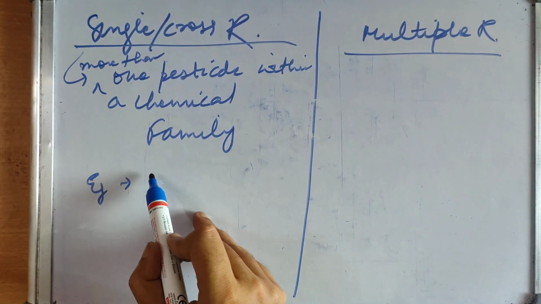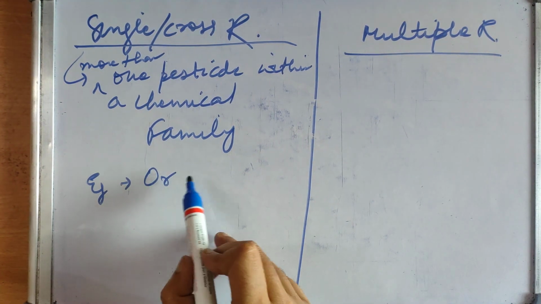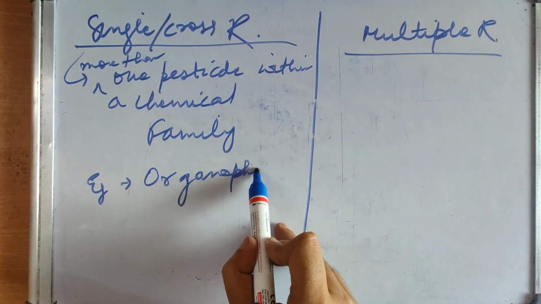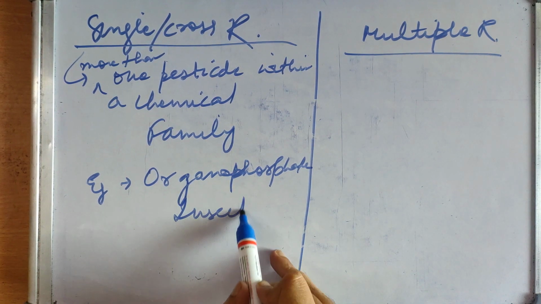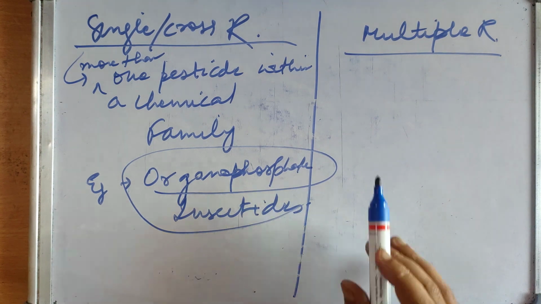An example you can give of organo resistance: some pests have become resistant to organophosphate insecticides. This family of pesticides is no longer able to control them.